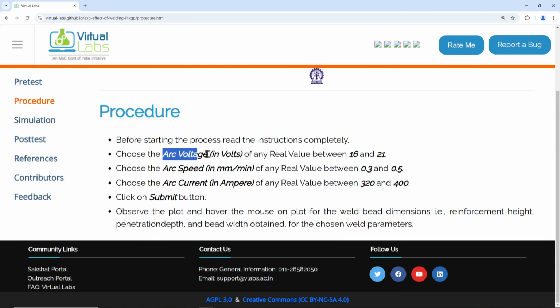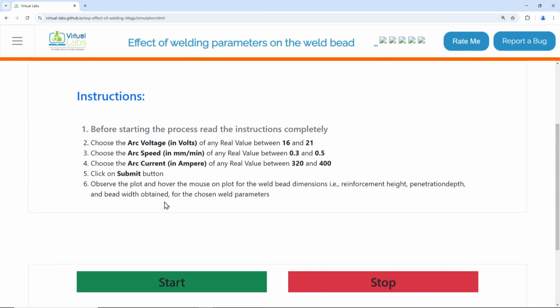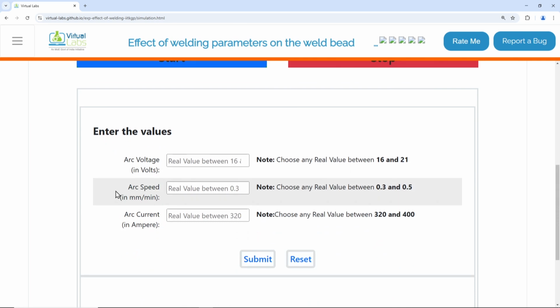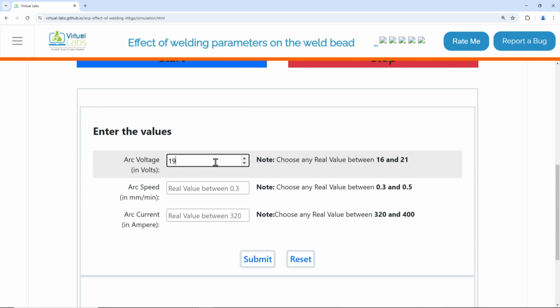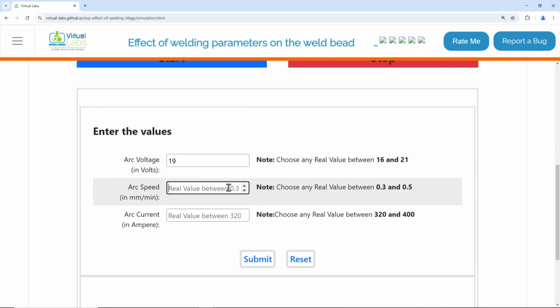It says choose arc voltage between 16 to 21, choose arc speed in millimeters per minute between 0.3 to 0.5, choose arc current in amperes between 320 to 400 and click the submit button. Simulation. Start. I'll pick arc voltage as 19 volts. I'll put the speed as 0.4.